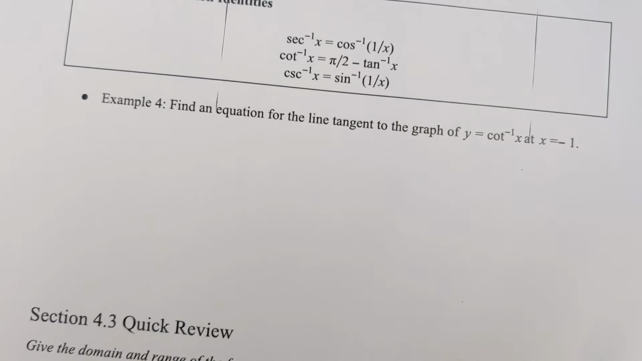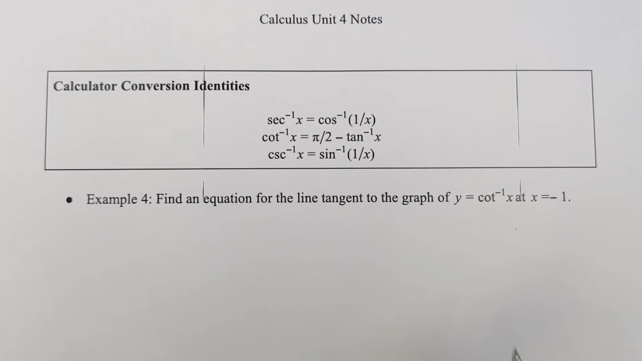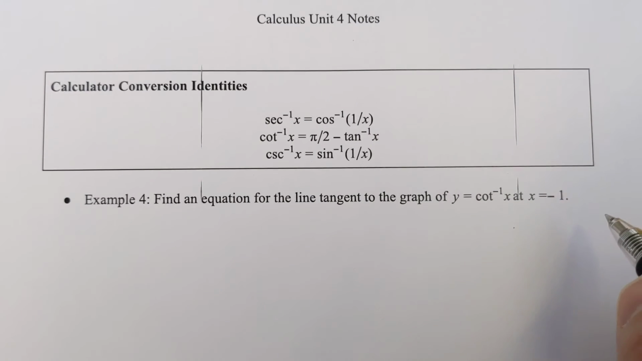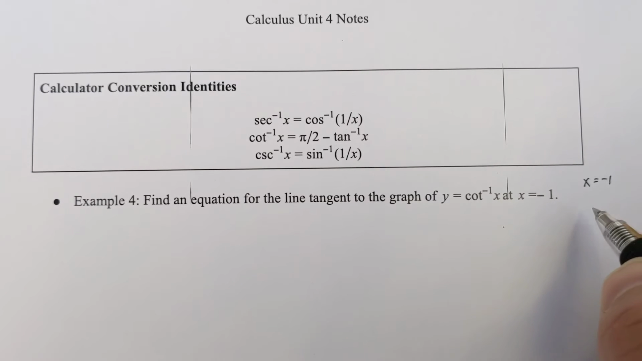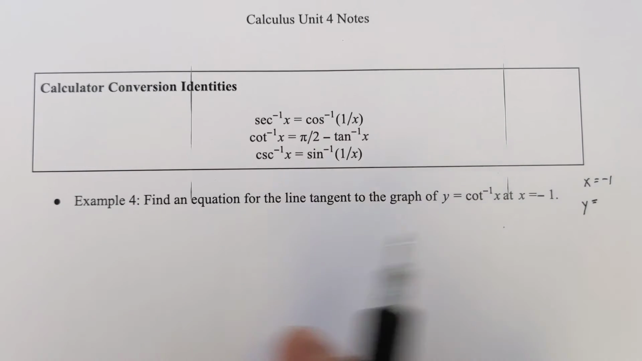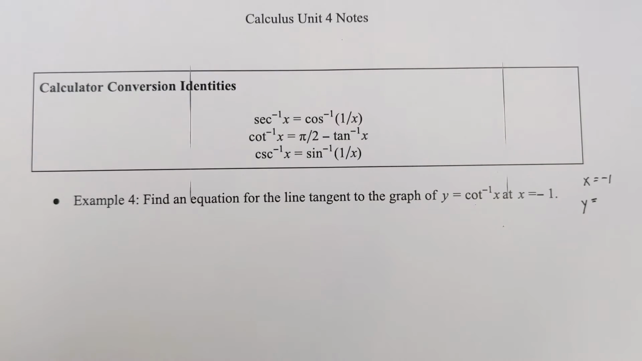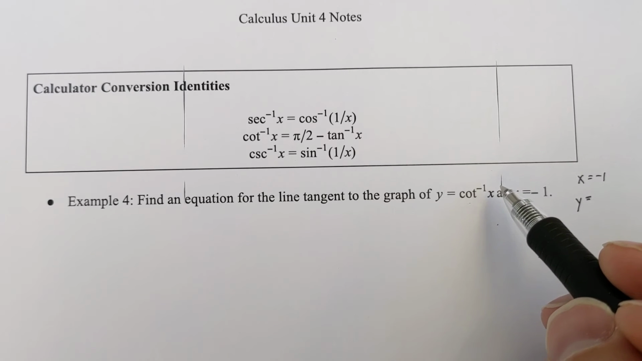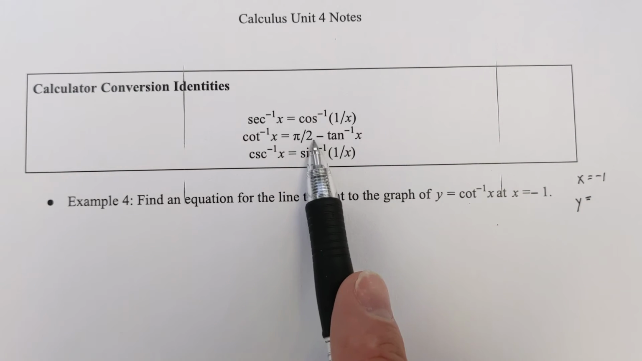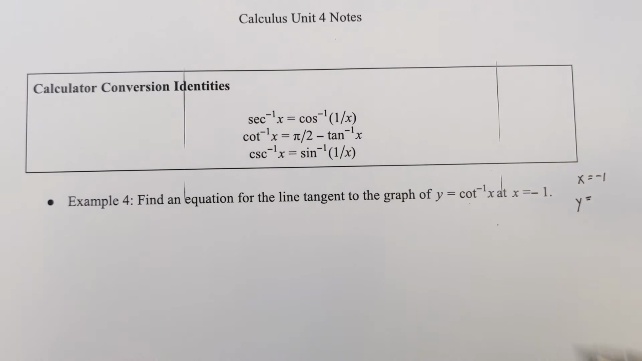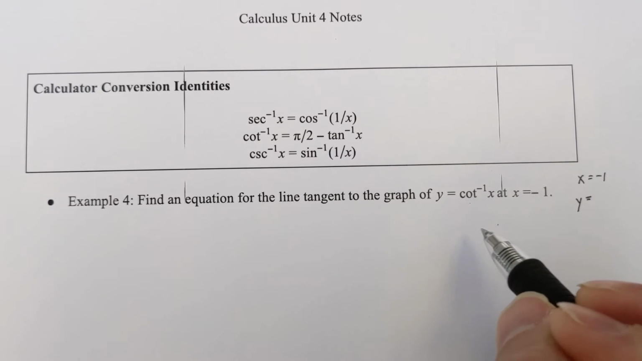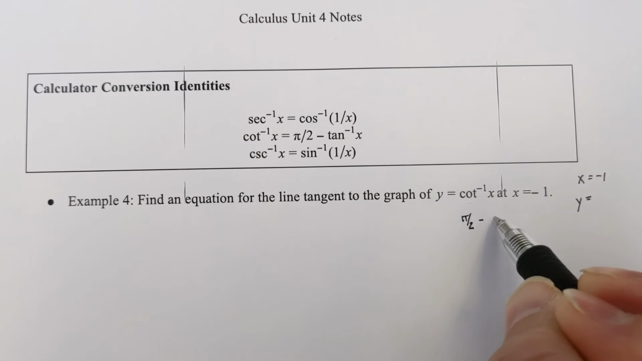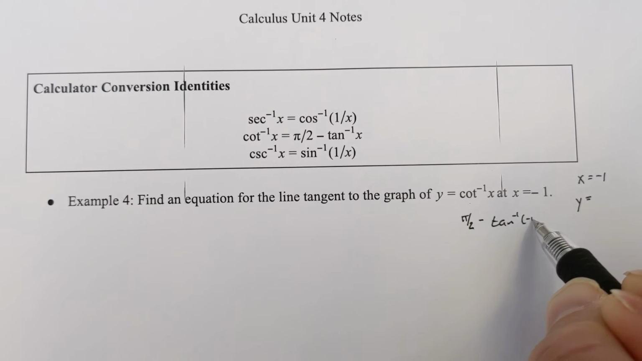Okay, and just a couple of calculator identities if you want to use them. So example 4: find an equation for the line tangent to the graph of this at x equals -1. So we have our x value. We need our y value. So to do that, we plug -1 in there. So that's the inverse cotangent of -1. We can now do that with this formula. It's pi over 2, because our calculator doesn't have cotangent. It especially doesn't have inverse cotangent, so it's going to be pi over 2 minus the inverse tangent of -1.